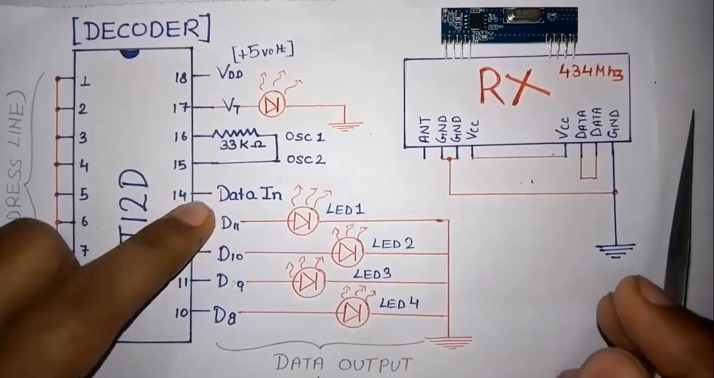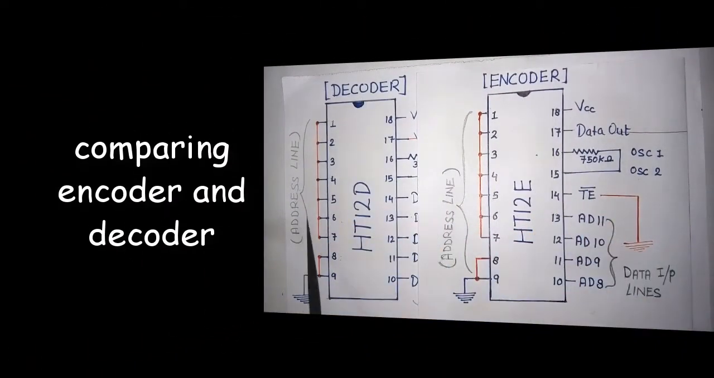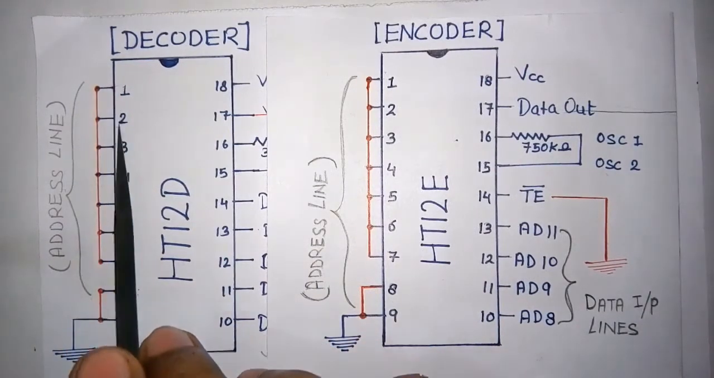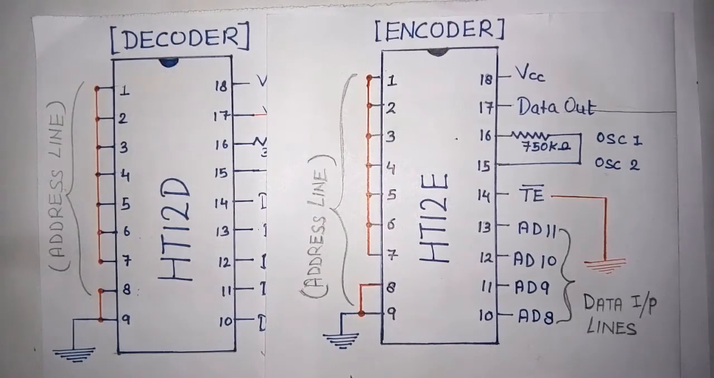Now I am going to compare my encoder and decoder. The first thing you have to keep in mind is that the addresses should be the same. It means the address which you have kept for the encoder should be the same for the decoder. Then only will it be able to generate communication between them. You can see that I have grounded my 8th and 9th pin on both sides, in the encoder and decoder. So my addresses are the same.